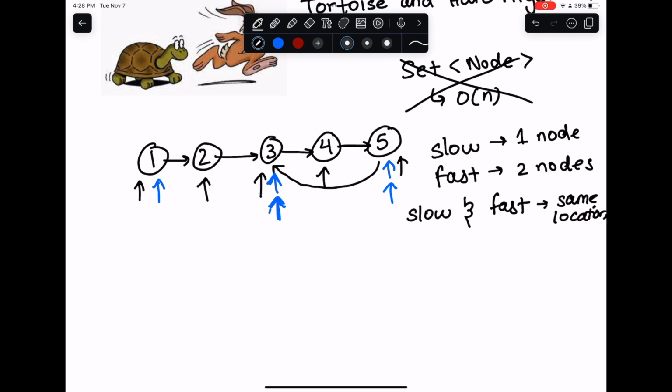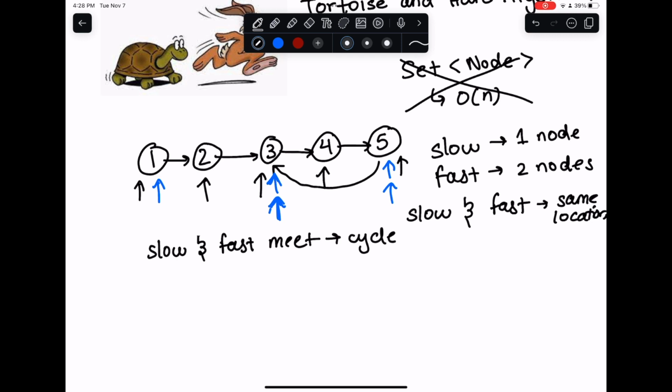If they did not meet at the same location at a certain point, and we see that our fast is null, or fast.next is null, because we're moving 2 at a time, then that means there is no cycle. But if the slow and fast meet, as we saw here, then there is a cycle.